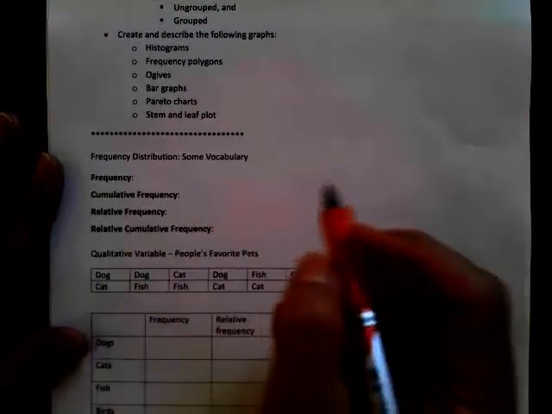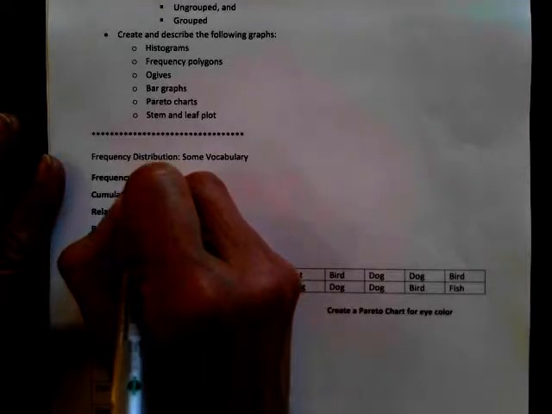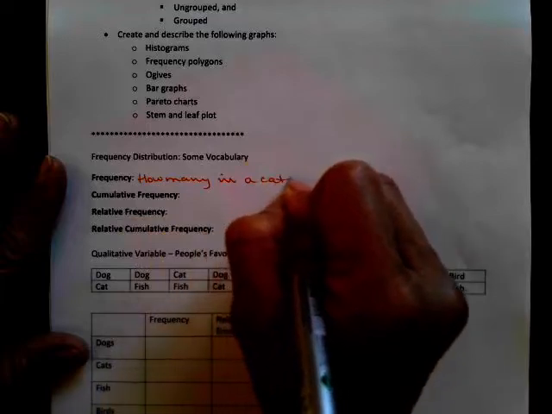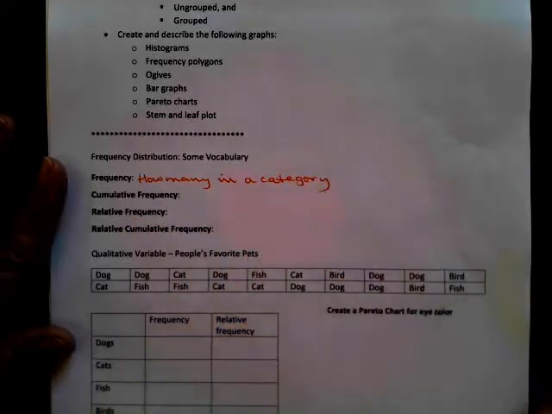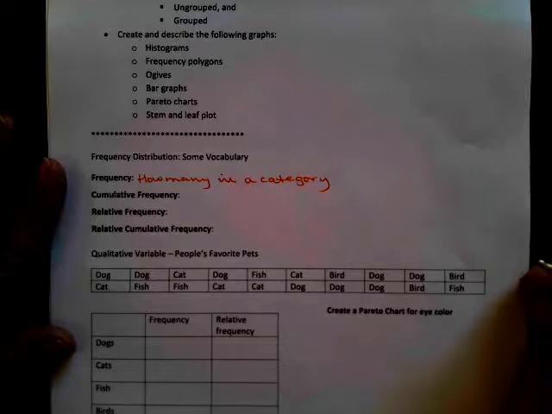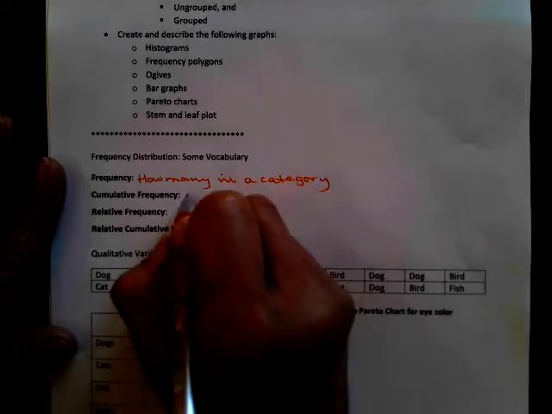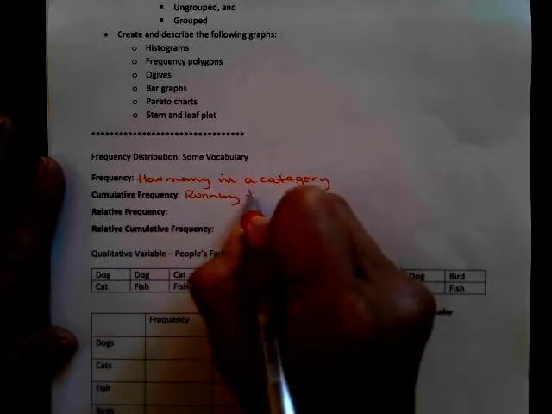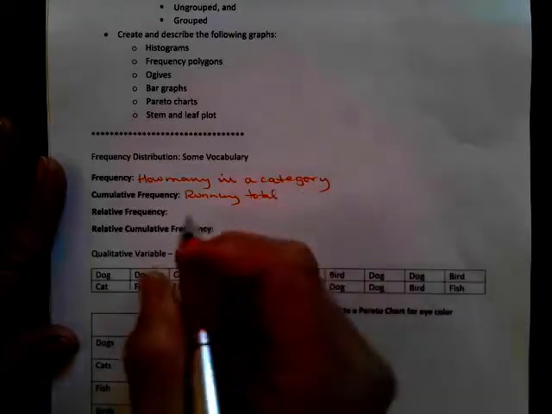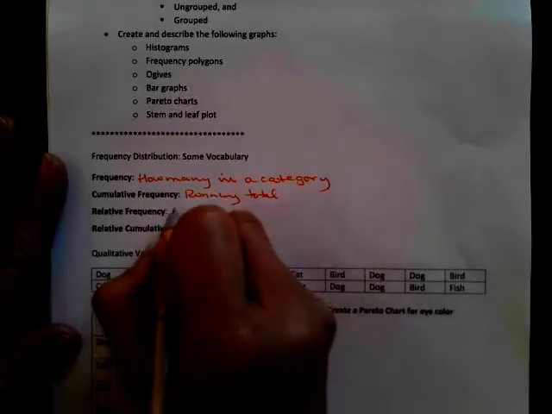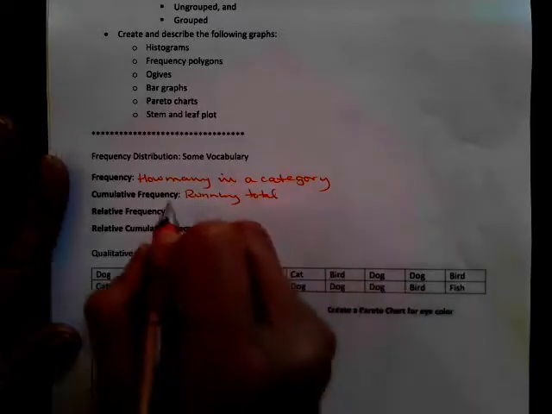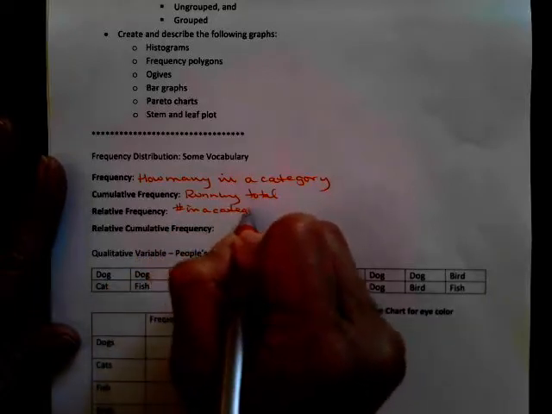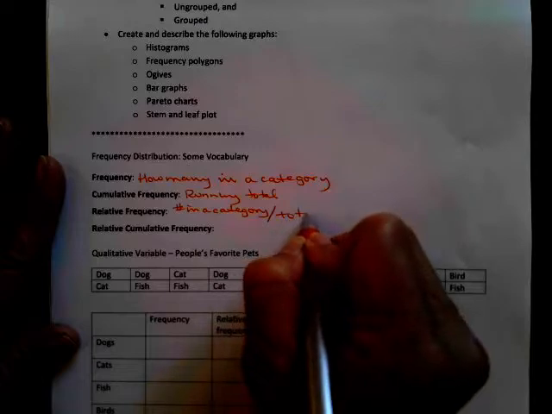So frequency. Frequency is really how many in a category. So how many of your data values are a certain value? Cumulative frequency is the running total. Relative frequency, so this is like the percent in a particular category. So this would be the number in a category divided by the total number.